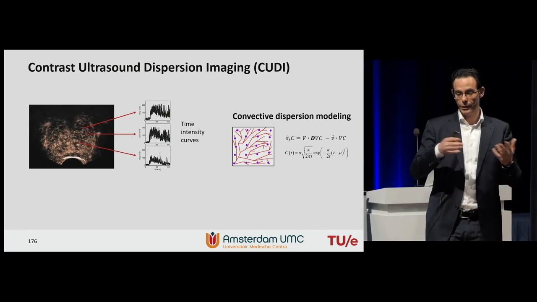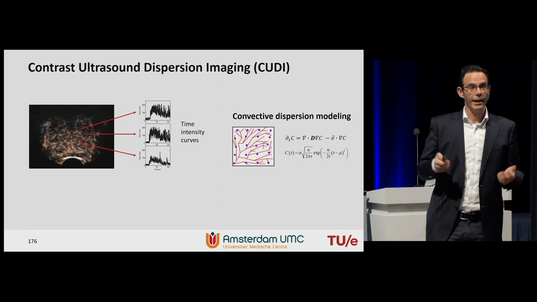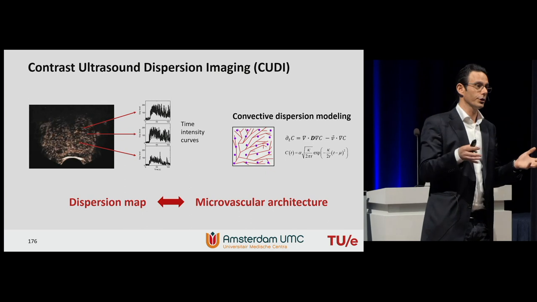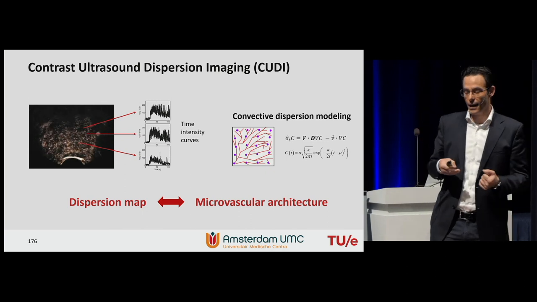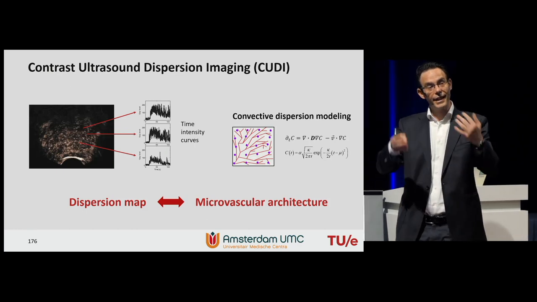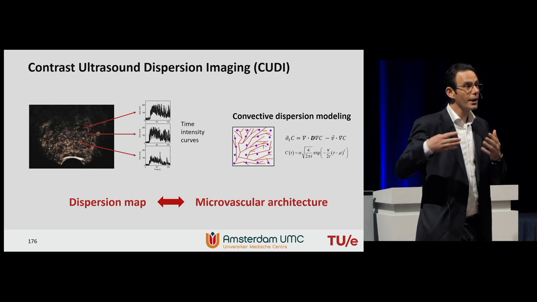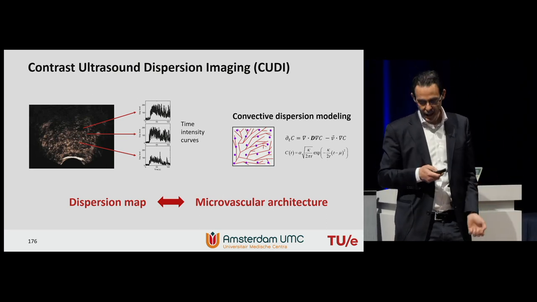This is based on a convective dispersion modeling of these microbubbles. And the idea is to extract parameters that relate to the dispersion of microbubbles in space. As you can imagine, this can, in fact, reflect the underlying microvascular architecture, which we don't see, but we can infer it by spatiotemporal analysis of the evolution of the concentration in time and space.